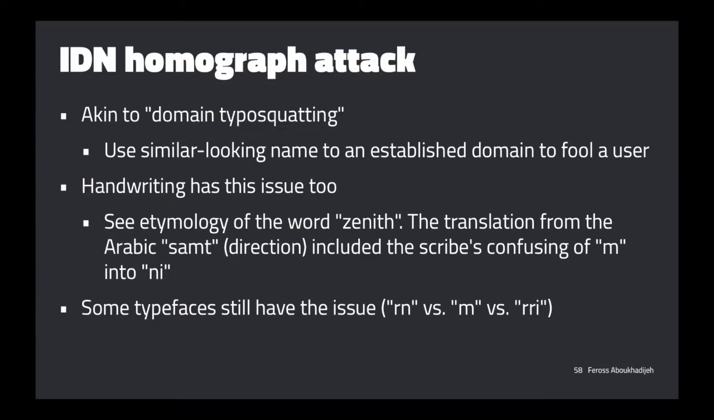And then I just wanted to point out something interesting: handwriting has this issue too, in some ways. In particular, this word "samt" in Arabic means direction. When it was being transcribed a long time ago, the scribe confused an M with an NI. I know Zenith and Samt don't look like they're related, but if you squint at it, it's like Zenith, Summit, and then the NI. If you made this an M, it would be like Zemith, Semith. It's not that far off from each other. But anyway, that was a sort of transcription error.